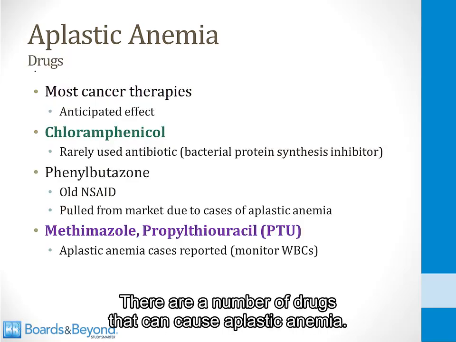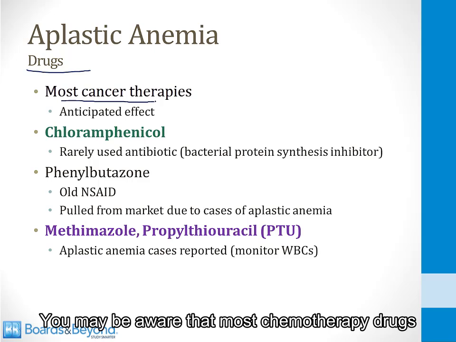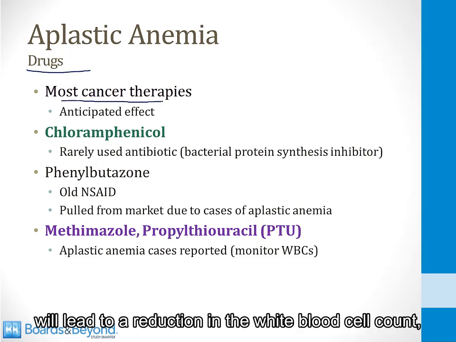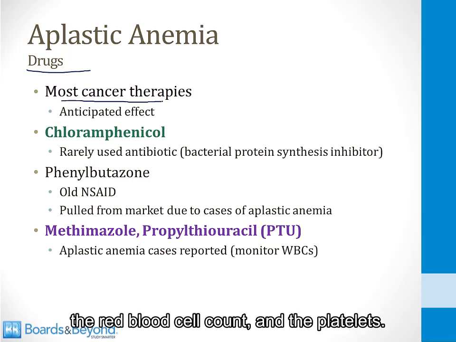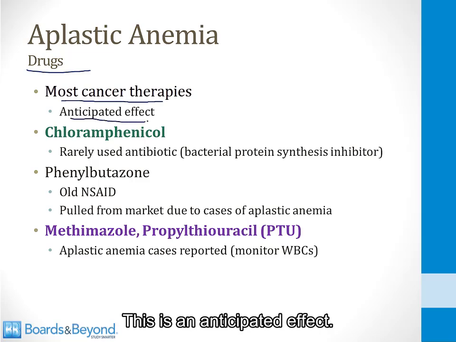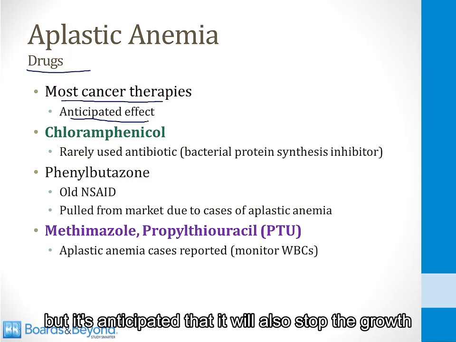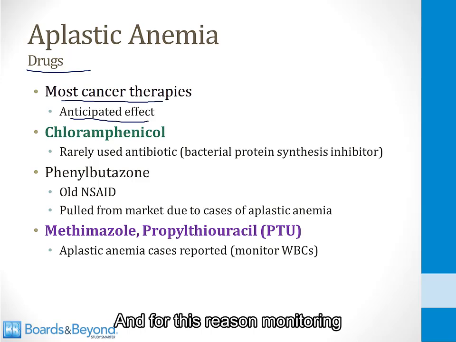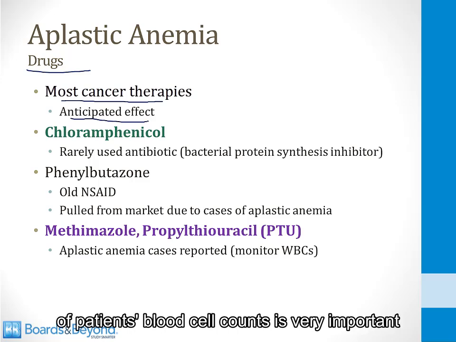People can be exposed to benzene when they work in rubber factories or shoe repair shops, especially if there's poor ventilation. There are a number of drugs that can cause aplastic anemia. You may be aware that most chemotherapy drugs will lead to a reduction in the white blood cell count, the red blood cell count, and the platelets. This is an anticipated effect. The drug is being administered to stop the growth of the cancer, but it's anticipated that it will also stop the growth of stem cells, and for this reason, monitoring of patients' blood cell counts is very important when they're receiving chemotherapy.